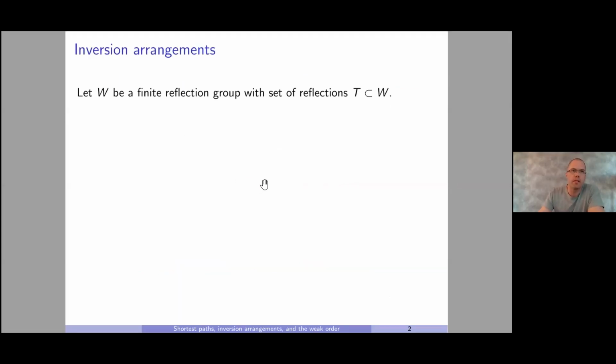So this takes place in a finite reflection group, capital W, or if you like, a finite Coxeter group. And the set of reflections in there will be denoted by T. So these are orthogonal reflections in some real space. And if you choose an element in this group, lowercase w, a reflection is an inversion if, when you multiply by this reflection from the right, you go down in Coxeter length. So inversions today will be right inversions. That's for convenience.